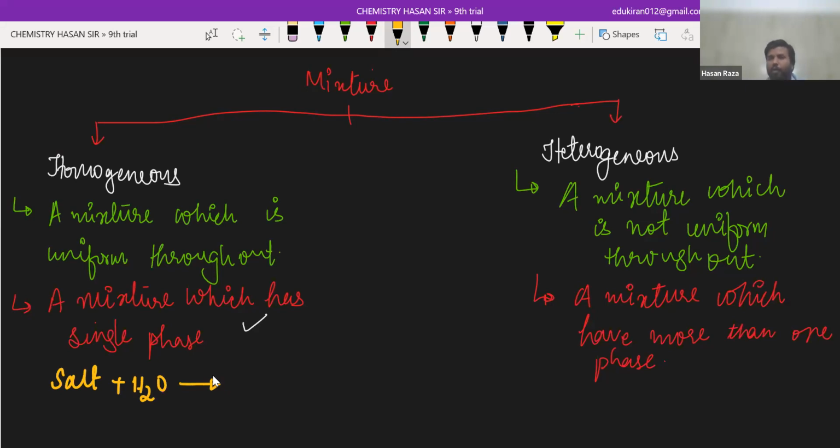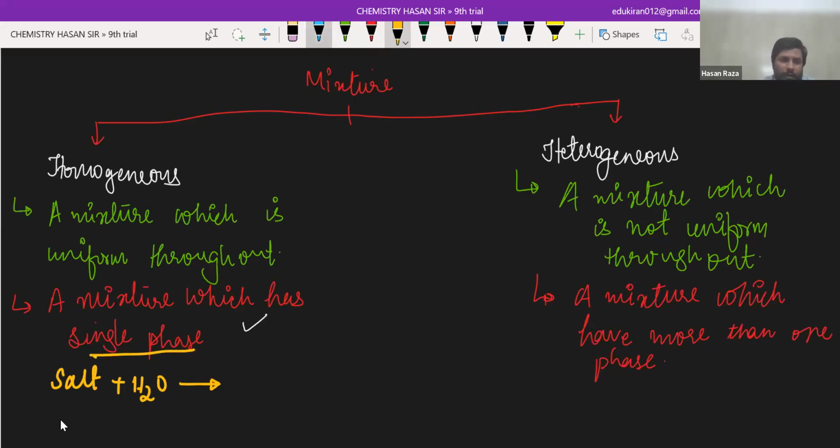No, not at all. Basically, it will look the same throughout the solution from top to bottom. You cannot differentiate where the salt is if it is completely dissolved. Are you getting my point? Yes, sir. That's why I wrote here single phase.